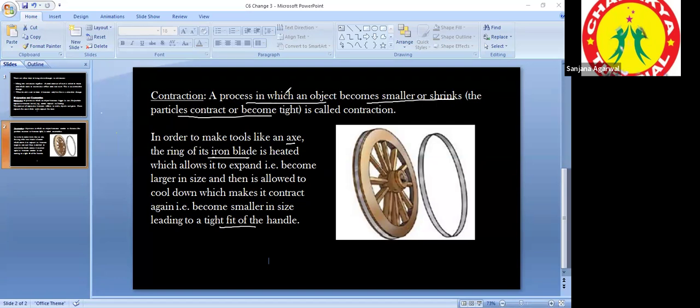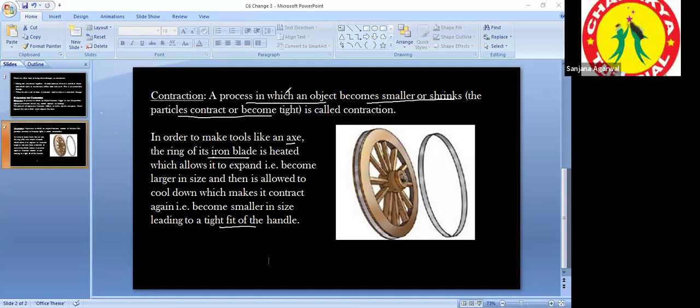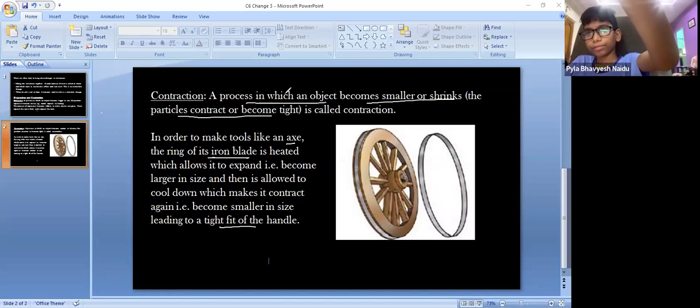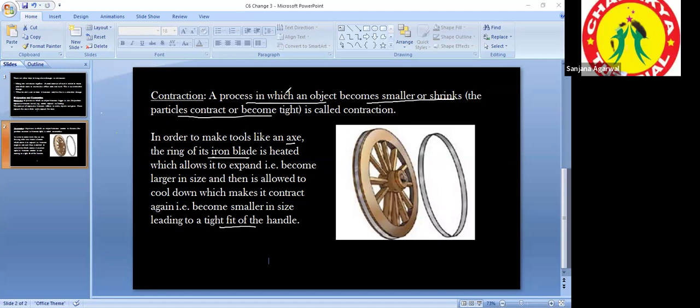Can anyone state more examples of contraction in everyday life? Ma'am, is melting of ice contraction? Ma'am, earthworm. Contraction, okay. Ma'am, when we blow a balloon and release the air out of the balloon, it will become smaller, right, ma'am? Correct.